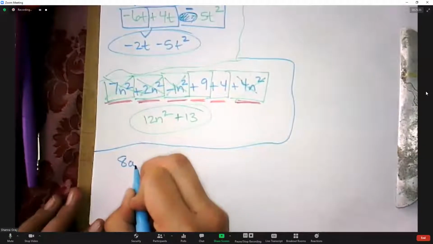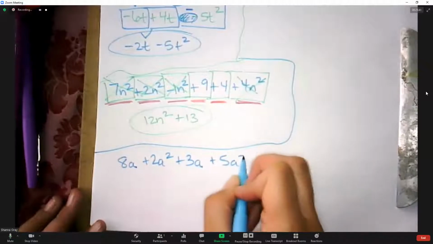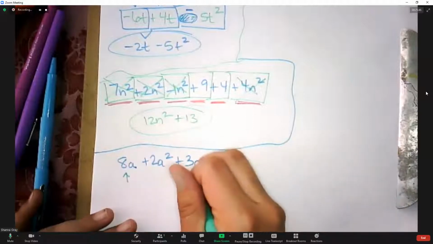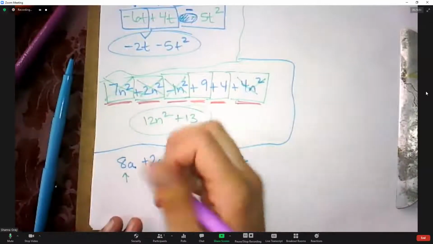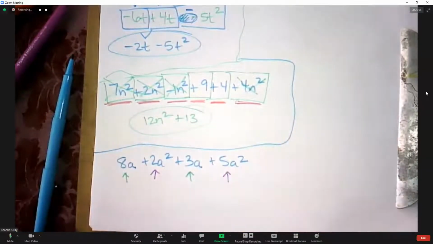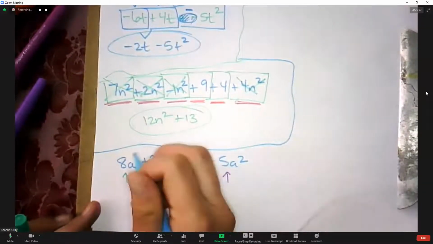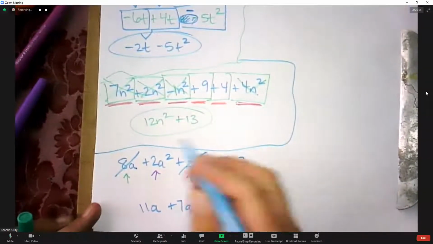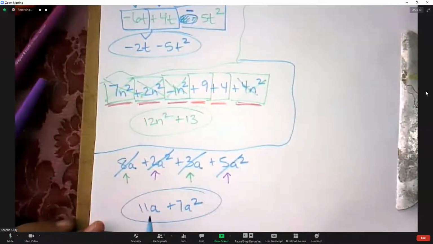Eight a plus 2a squared plus 3a plus 5a squared. So hopefully as you practice these, your eyes will get better at picking out the things that are the same. But I have an 8a and a 3a there. And then I also have a 2a squared and a 5a squared there. So those are the groups I can combine. So 8 plus 3 is 11a. And then 2a squared plus 5a squared would be 7a squared. And I can't combine these two, right? Because even though they both have an a, this has a squared, but this one doesn't.